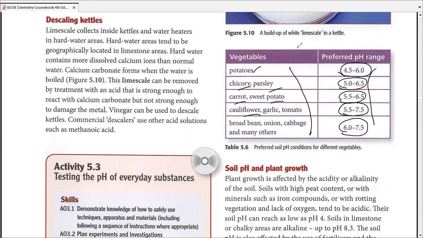So do we have to memorize these pH values? No, you're not supposed to memorize them. This is just for information. Okay.